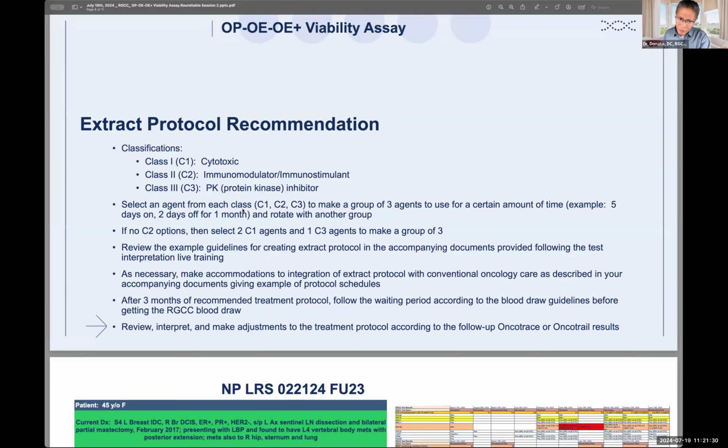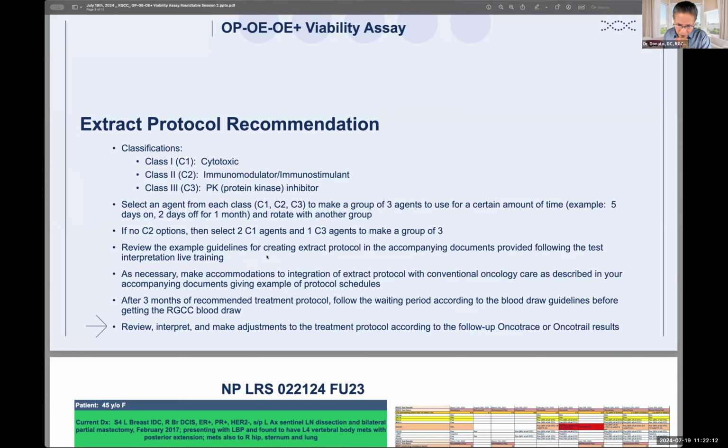All right, so an agent is selected from each class. So if you don't have a class 2, then it's recommended you select 2 class 1s, that means 2 cytotoxics, and 1 class 3 growth inhibitor or signaling inhibitor or whatever is protein kinase inhibitor. So that's how you do it. 2 agents of class 1 and 1 agent from class 3 to make a group of 3. And this group of 3 is done 5 days on, 2 days off. Personally, I like to get the weekends off. Okay, so I had them do it 5 days a week.